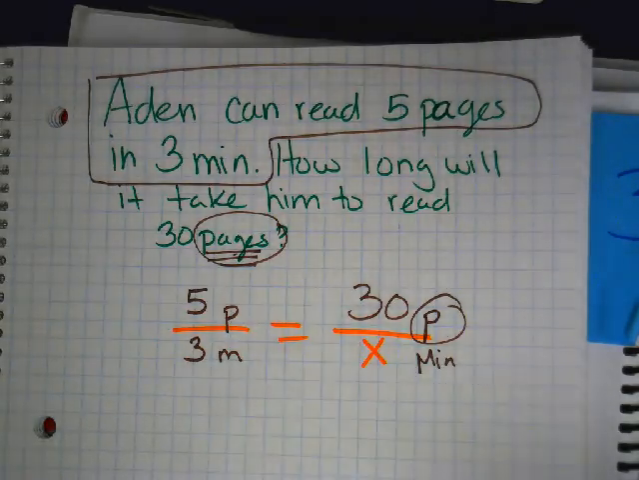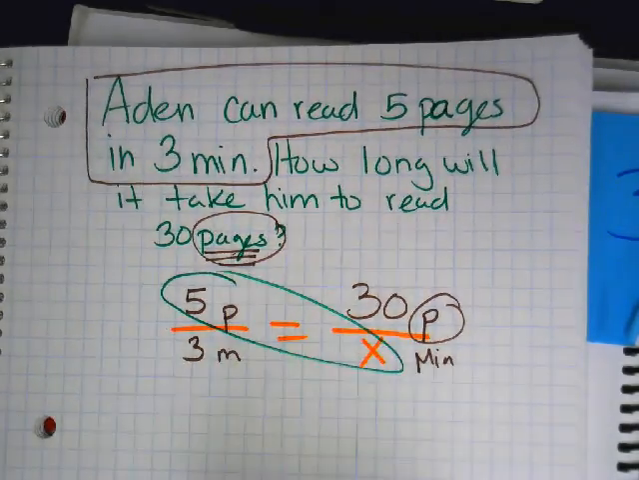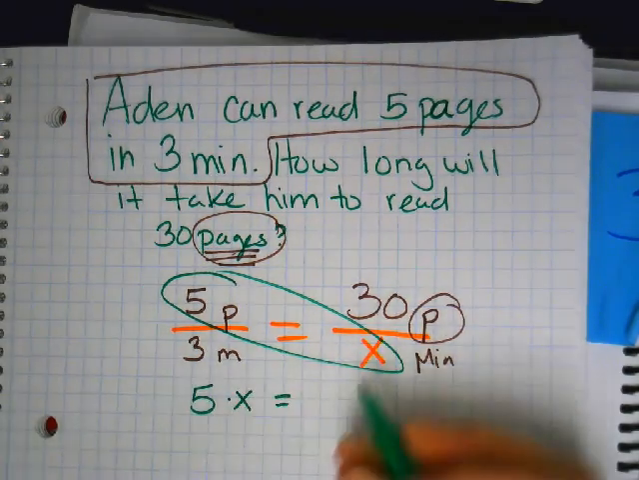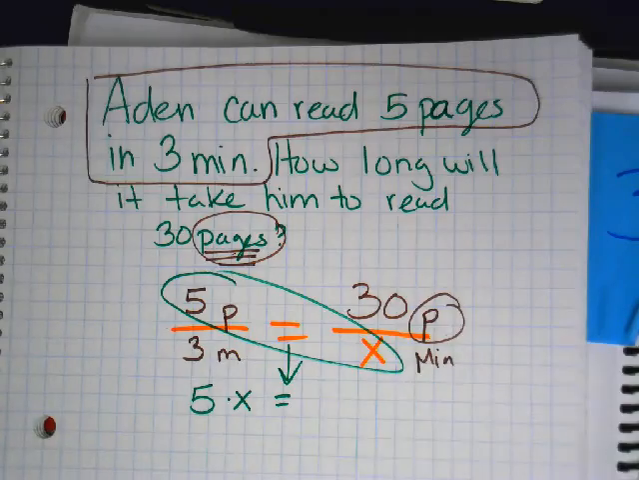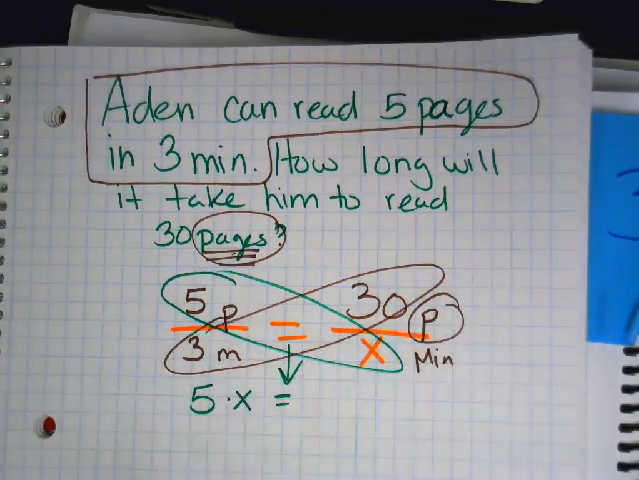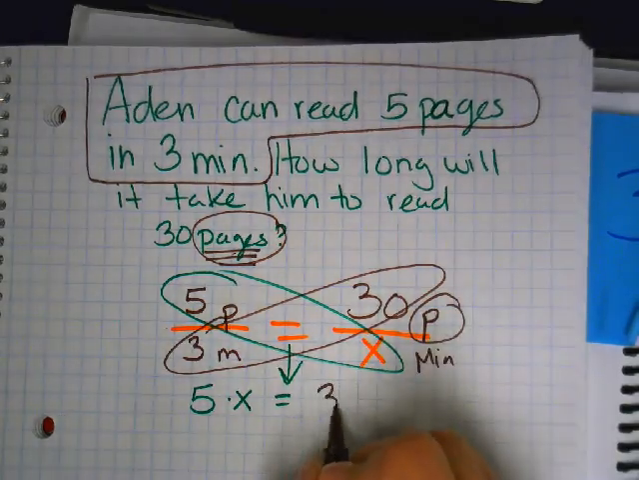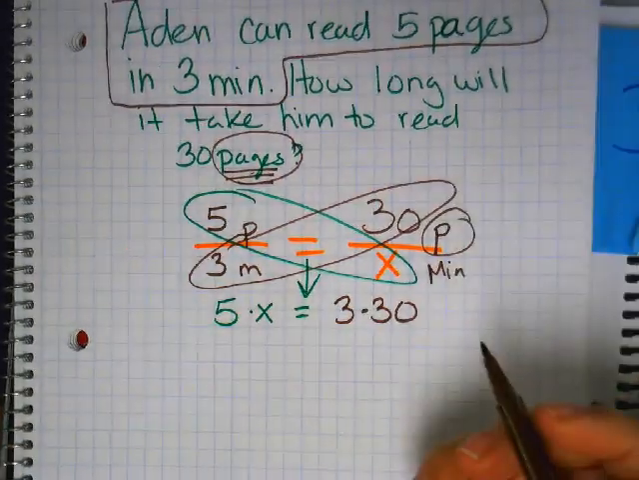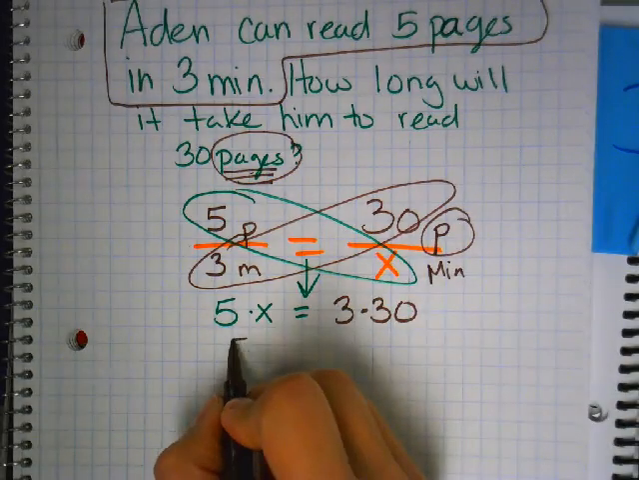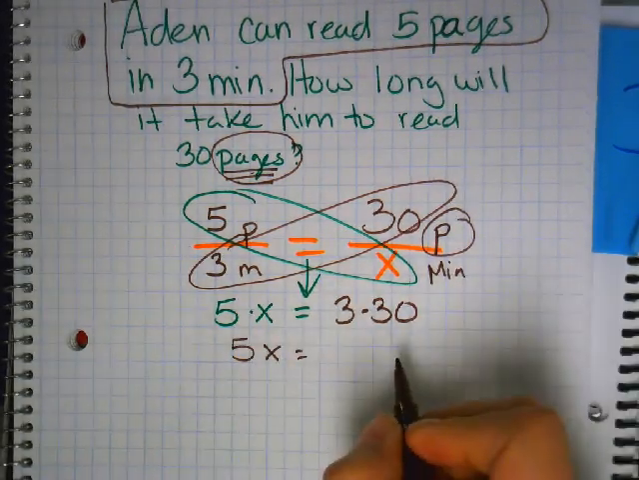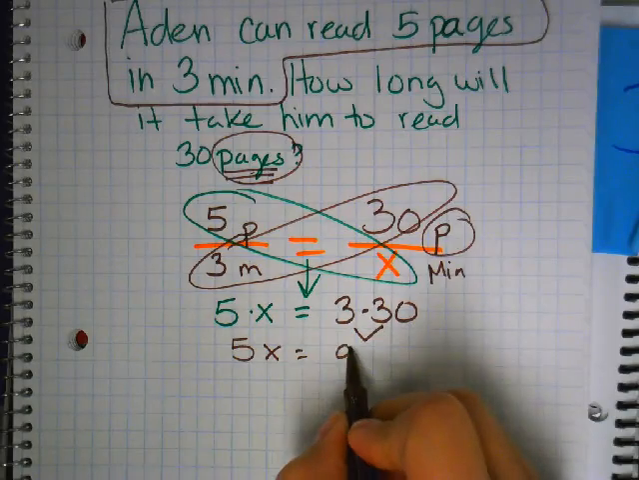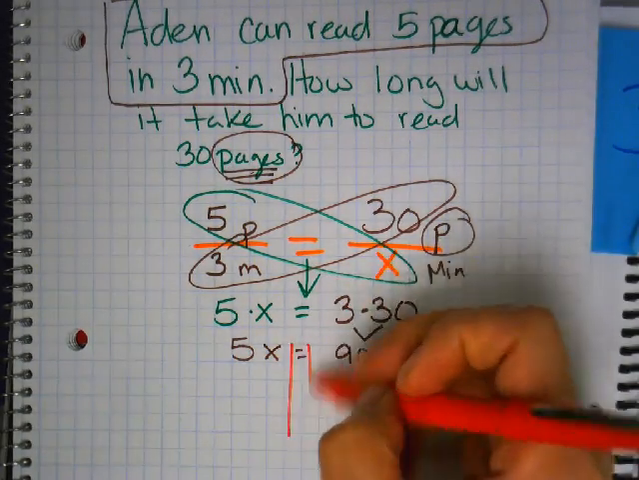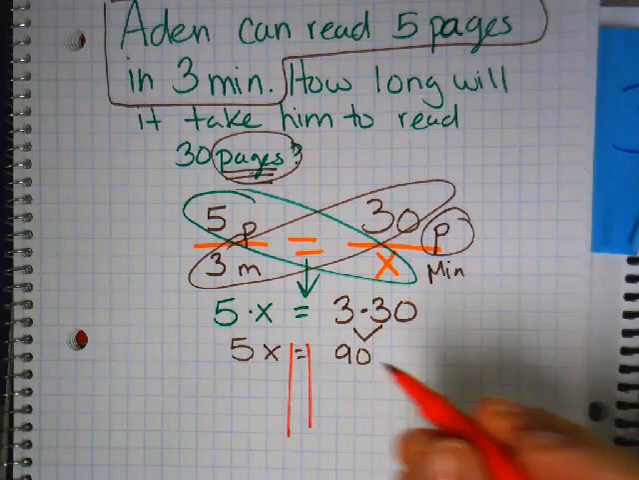All right, first circle. What's in my first circle? 5 times x equals. Second circle. What's in my second circle? 3 times 30. All right, what's 5 times x? 5x. What's 3 times 30? 90. Good. Now what? Divide by 5.